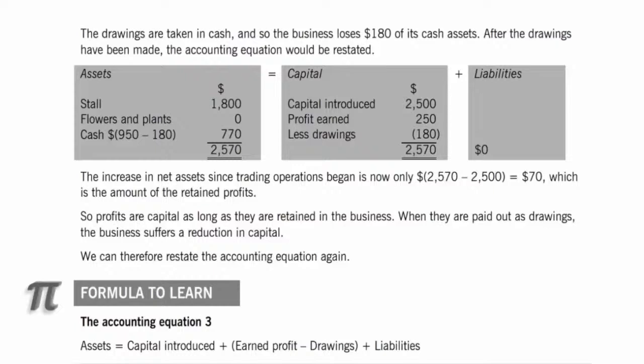2. Drawings reduce capital or net assets. When the owner withdraws money, it reduces the total capital or net assets of the business because it's money leaving the business that could have been retained and reinvested.